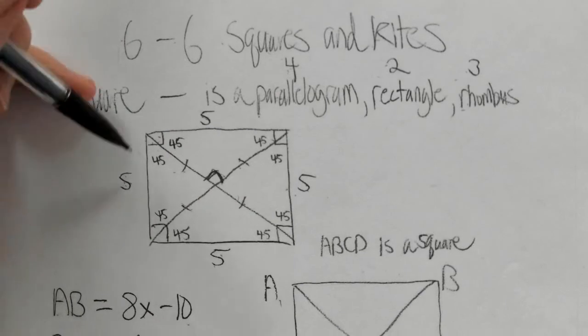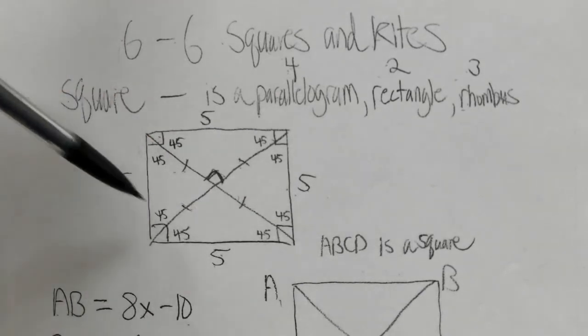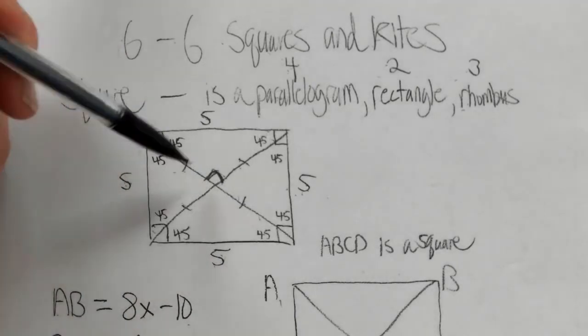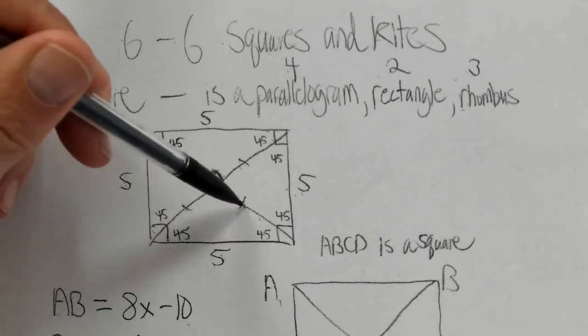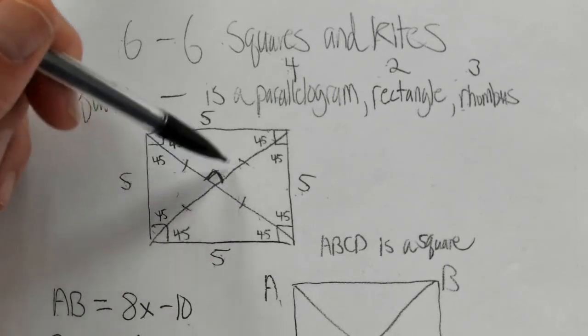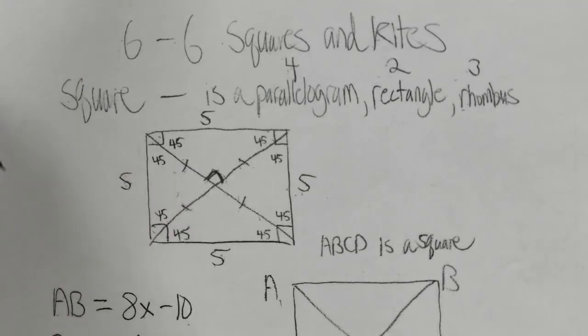Okay, so in a square, these are all the properties kind of drawn out. All 4 sides are the same length. All 4 angles are 90 degrees. All 4 halves of the diagonals are the same, right? So that means if this was 10, they would all be 10. And all the angles in the center are 90 degrees. Those are the things to remember about a square.